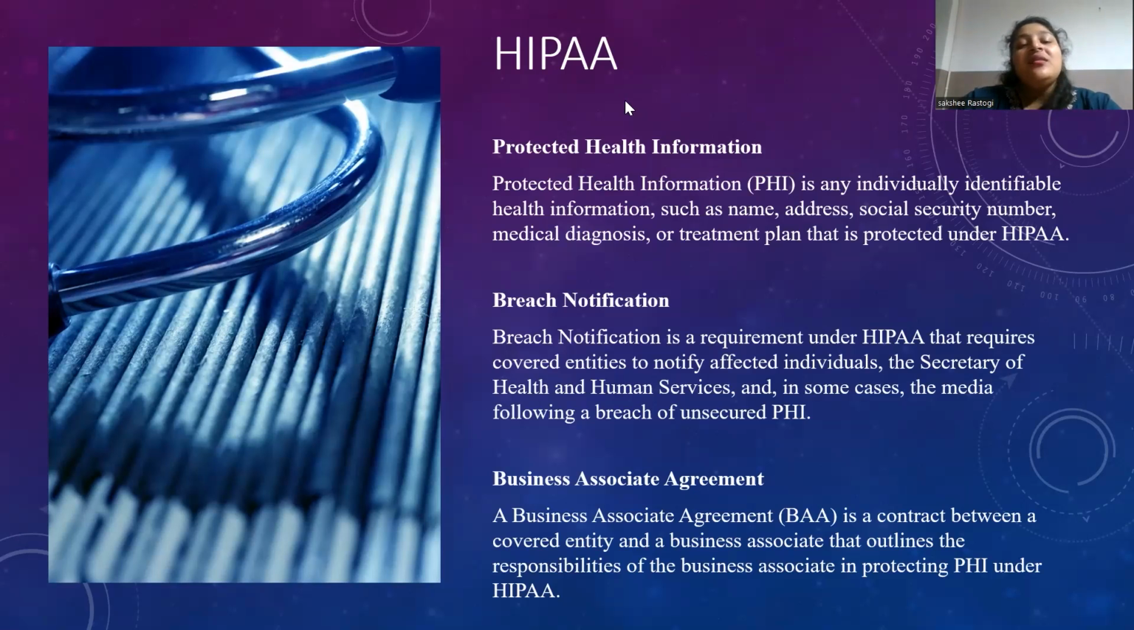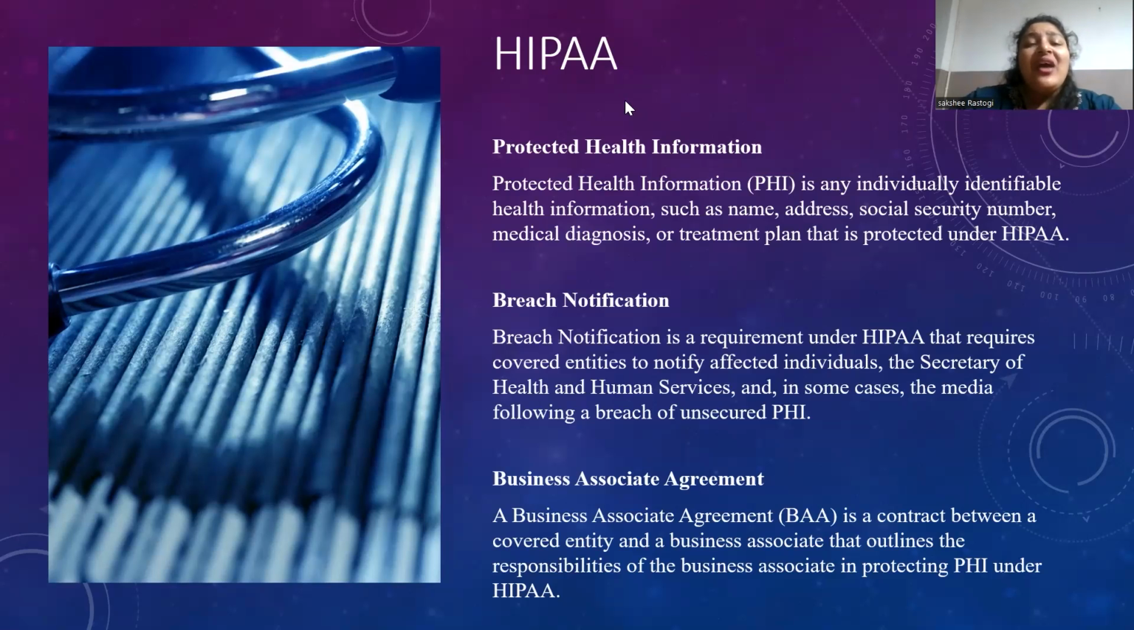Here are some key points of HIPAA: the privacy rule, which sets a standard for protecting PHI; the security rule, which establishes security standards for electronic PHI; the breach notification rule, which requires notification of PHI breaches; the omnibus final rule, which strengthens privacy and security protections; and the enforcement rule, which establishes penalties for non-compliance.